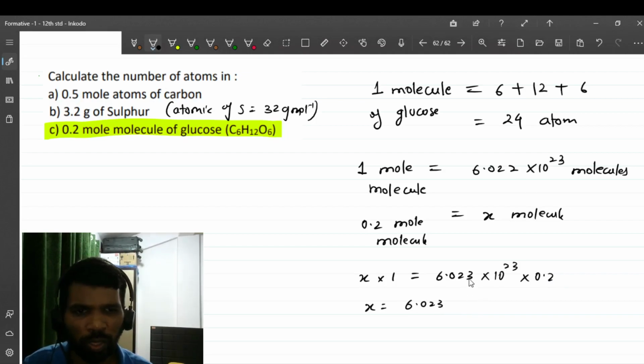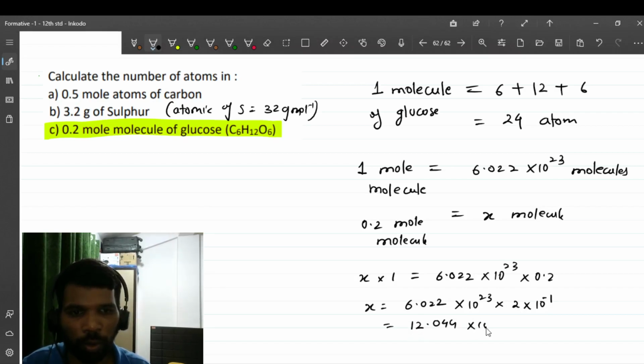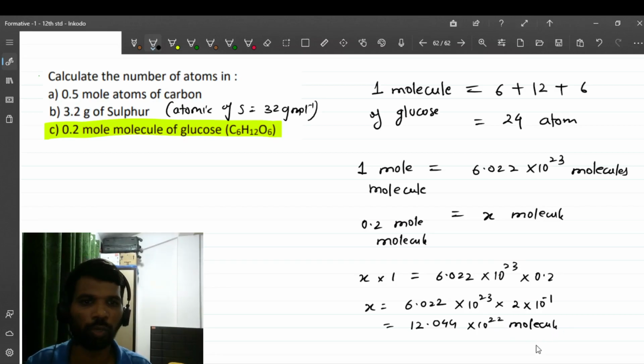6.022 into 10 raised to 23. I am using this most of the times. 0.2 could be written as 2 into 10 raised to minus 1. So now you multiply, and it gives 12.044 into 10 raised to 22 molecules in 0.2 moles.